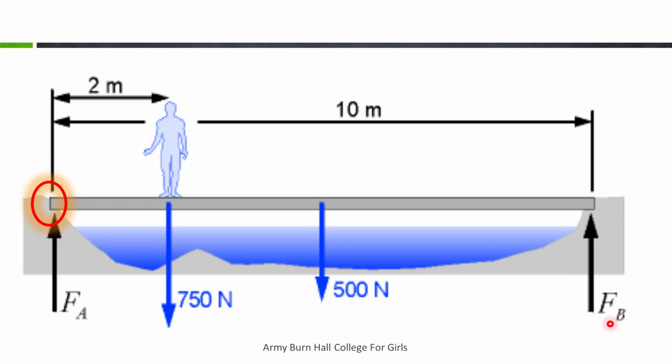Then we will move towards this force FB. We will check this out. If we consider the torque applied by this force, then what will be that? We will multiply the total distance from axis of rotation to this point, that is 12 meters, multiplied by this force. So 12 multiplied by FB. So we will take sum of all the torques must be 0.